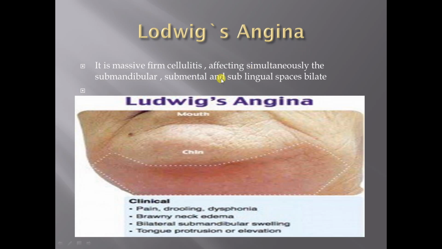Ludwig's angina. What is Ludwig's angina? It's a massive, firm cellulitis that affects simultaneously the submandibular, submental, and sublingual spaces bilaterally. Clinically it appears as these four: there is pain, drooling, and there is bilateral submandibular swelling and tongue protrusion or elevation.